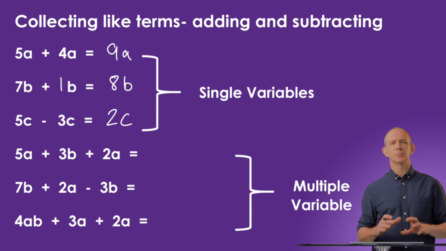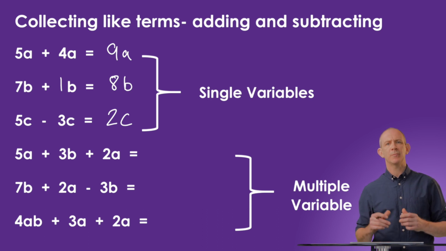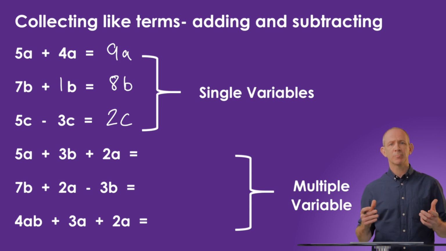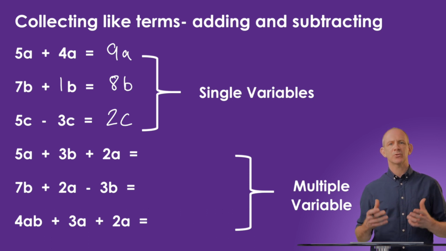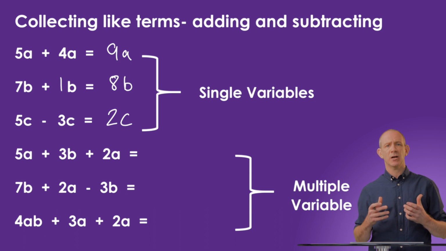In the next set of problems, we've got multiple variables. Now, because we don't know what the values of a and b are, we can't combine them because we're adding them in this expression. If we were multiplying them, we could write them together without a symbol in between them, as that would assume multiplication.